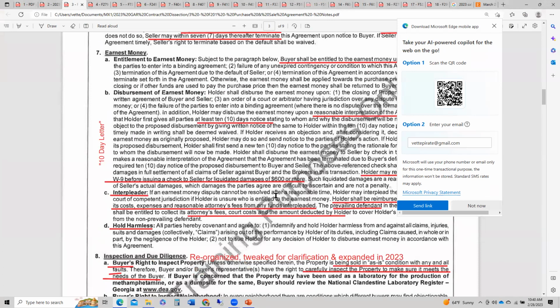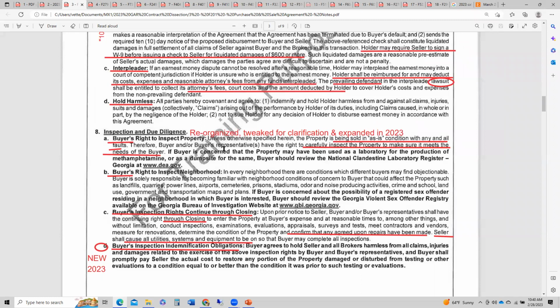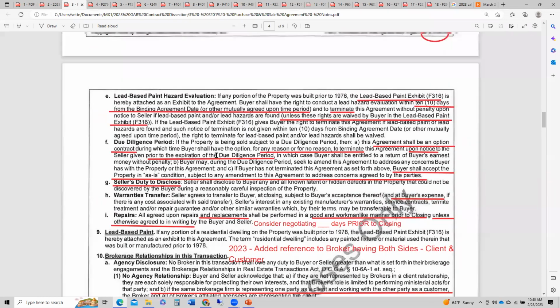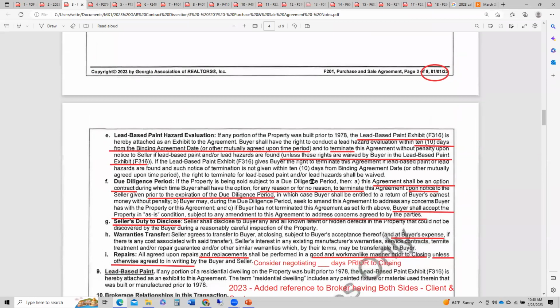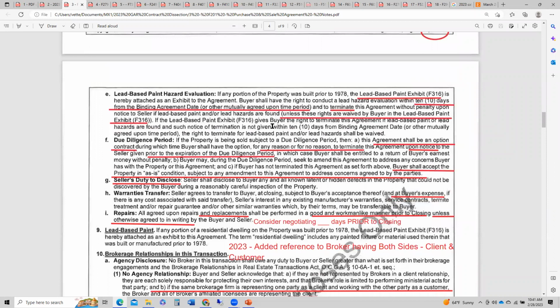Interpleader action, hold harmless. The parties agree that they are not going to sue me for my decision as holder of the earnest money. Okay, this whole section on inspection and due diligence, in 2023 a lot of this information was all smushed together in one big long paragraph or just a couple of paragraphs. So the GAR Forms Committee separated out each topic to make it a little easier to understand. They added this new paragraph and they've expanded it. So you'll see this inspection and due diligence section is a lot longer than it has been in previous versions. So I will cover what all of this states.